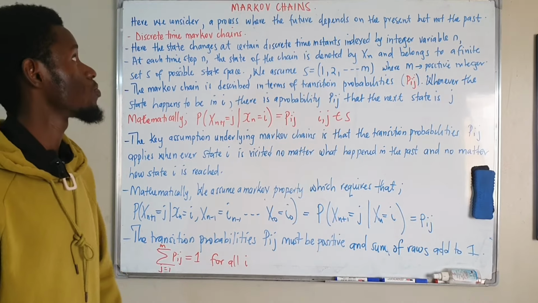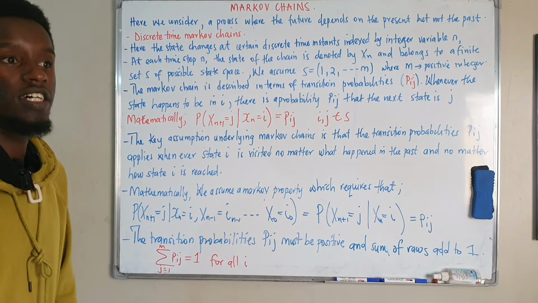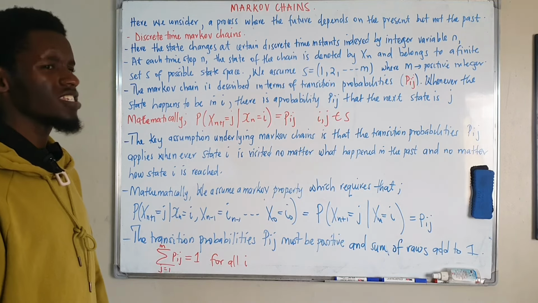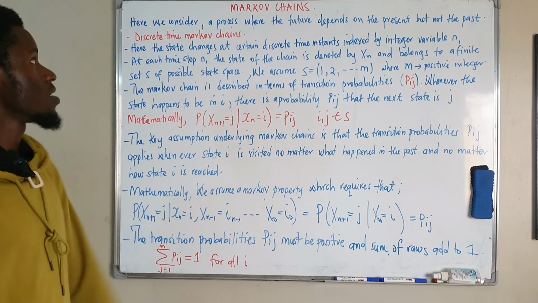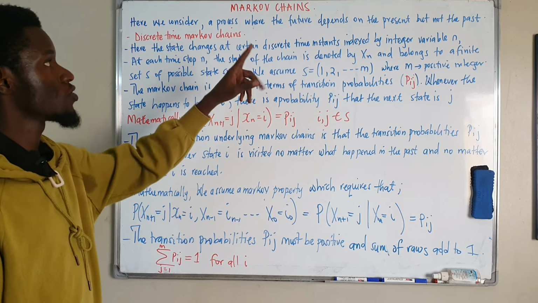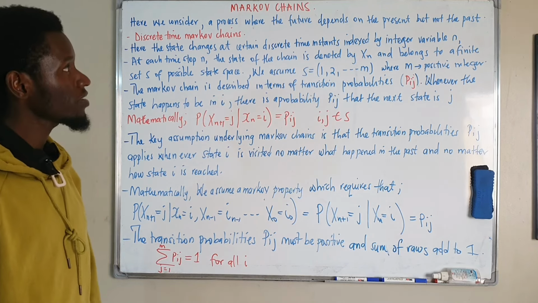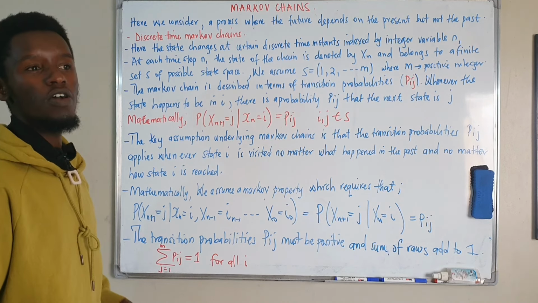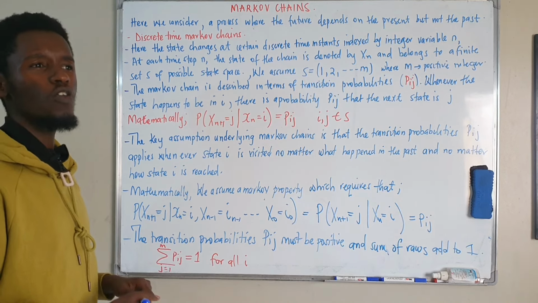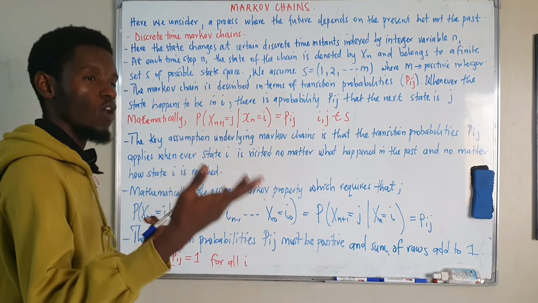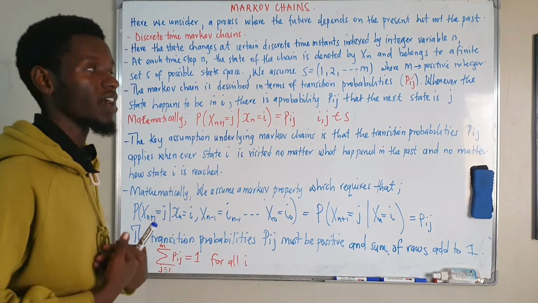Today, as we promised, we shall be talking about Markov chains as a part of stochastic modeling. Here we shall consider specifically a process where the future depends on the present but not the past. Examples of Markov chains include a simple random walk. Remember, for a simple random walk, we shall always be moving forward, and in order to move forward, we always depend on where we are.